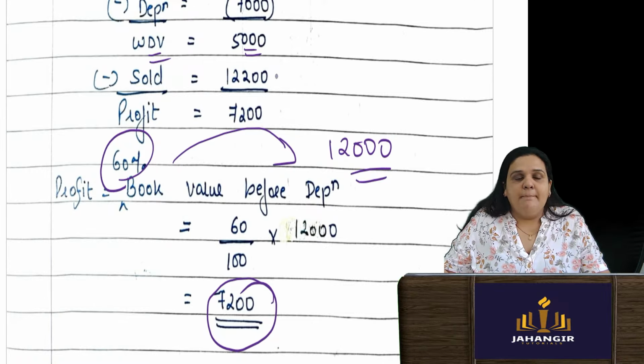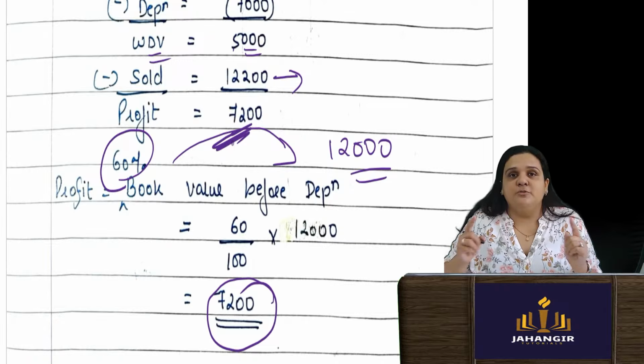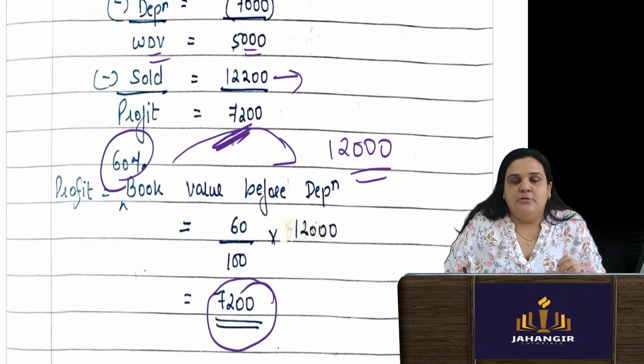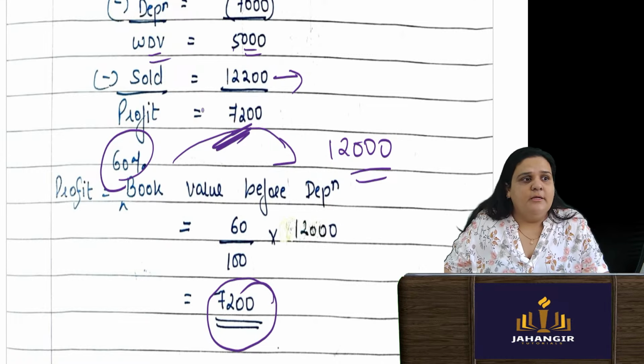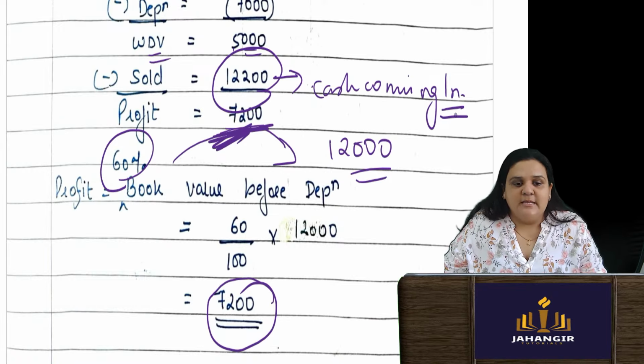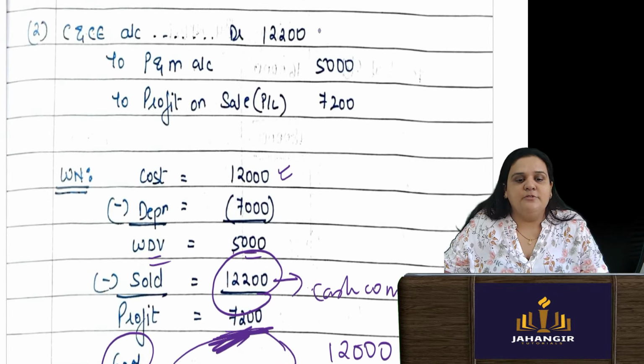So how much money must I have got? 12,200, no? I got 5,000 plus I got this 7,200. I have sold that machinery at 60% above the cost. So cost was 12,000 rupees. I have sold it 60% above. That means my profit is 7,200. So how much money I got in selling? Okay, this is the amount of money I got, cash coming in due to the sale. This is the money coming in, 12,200.